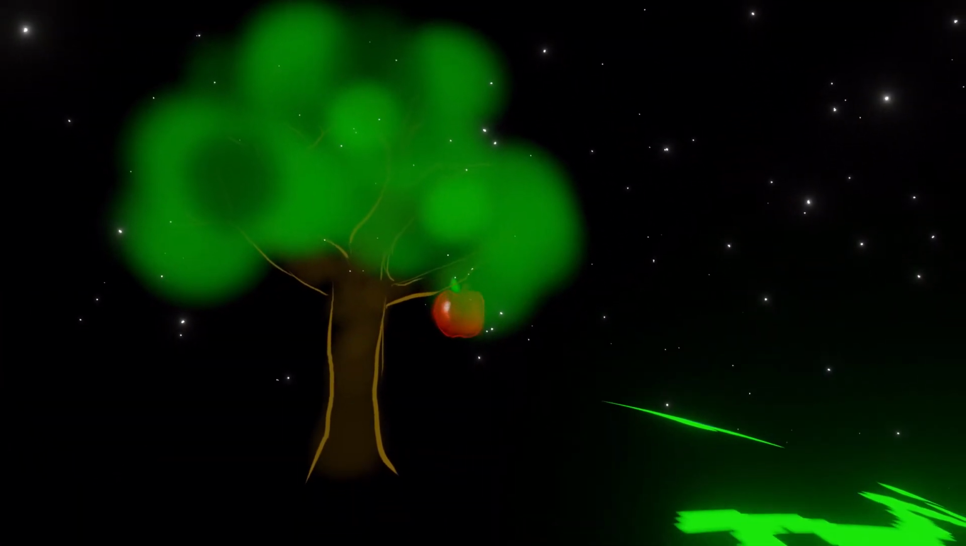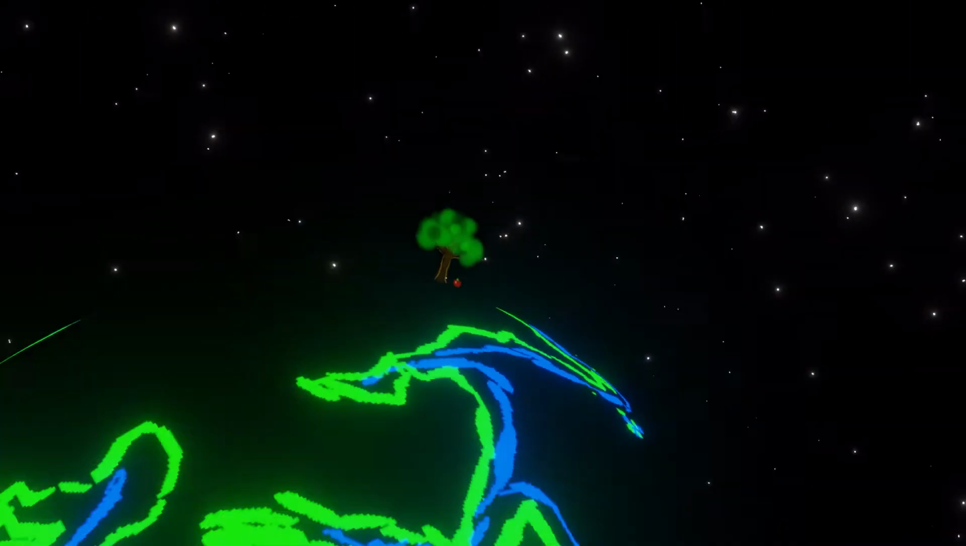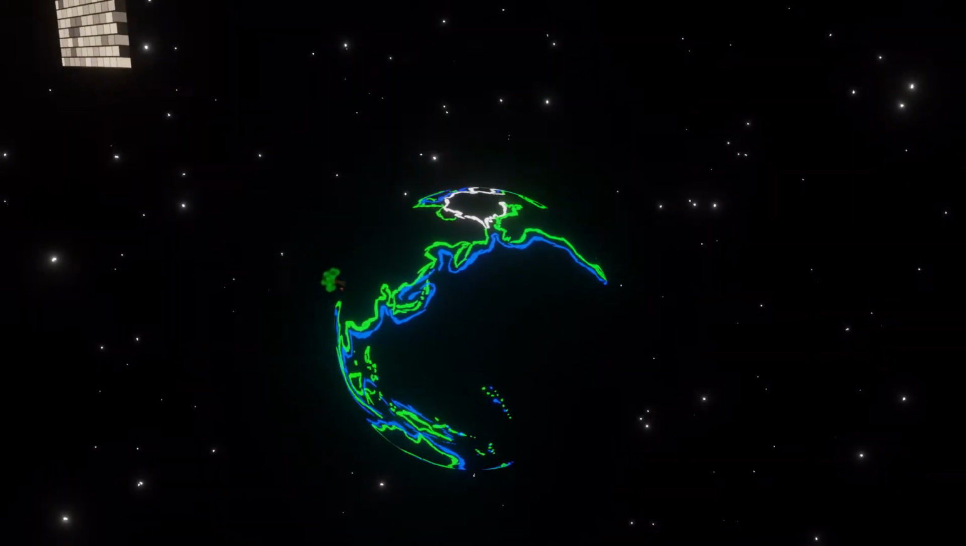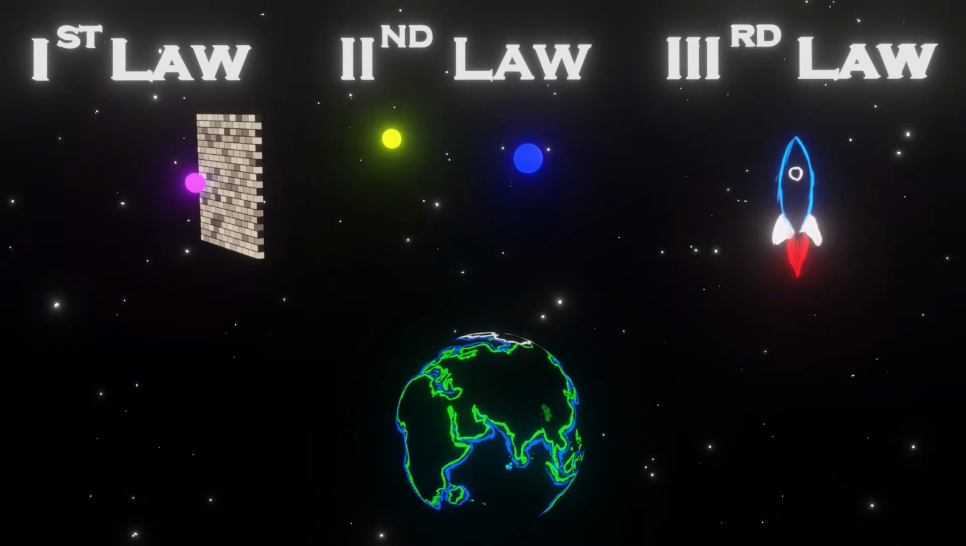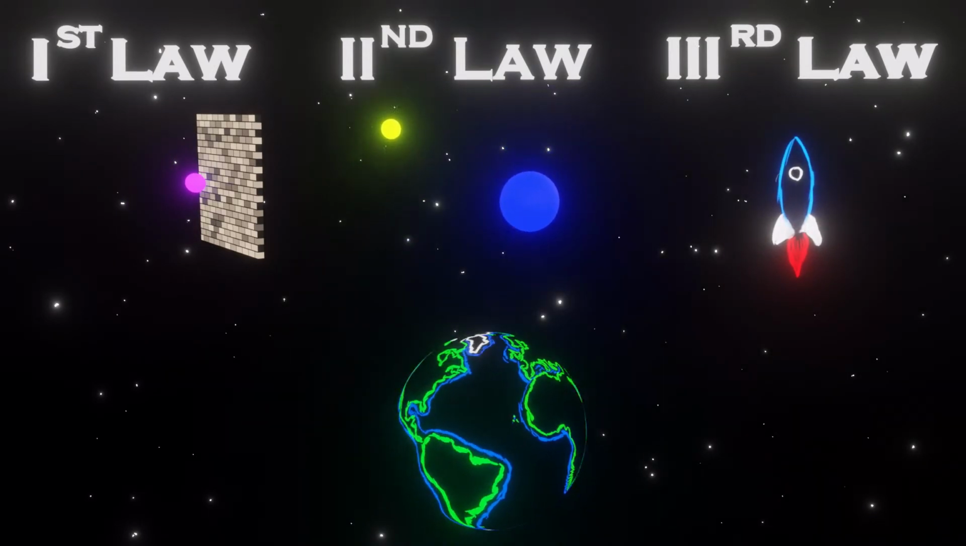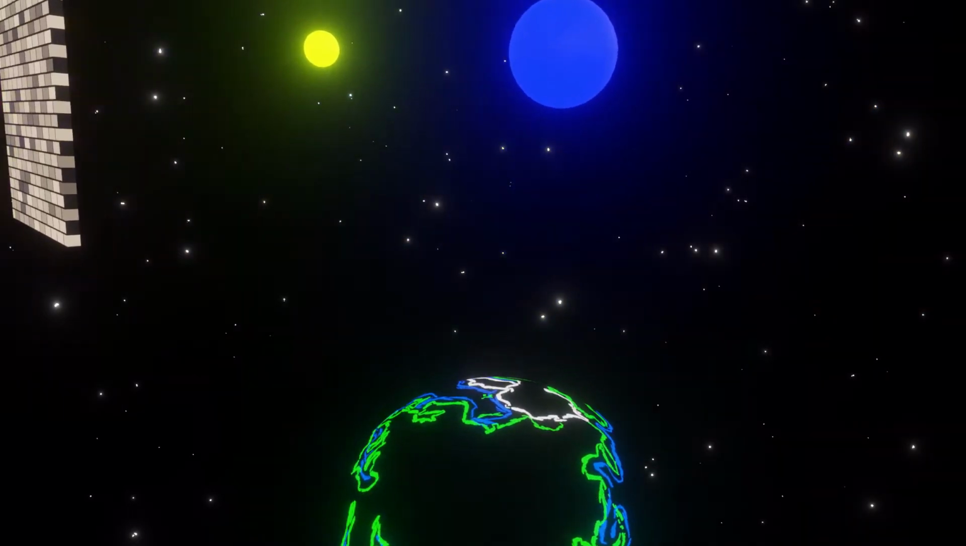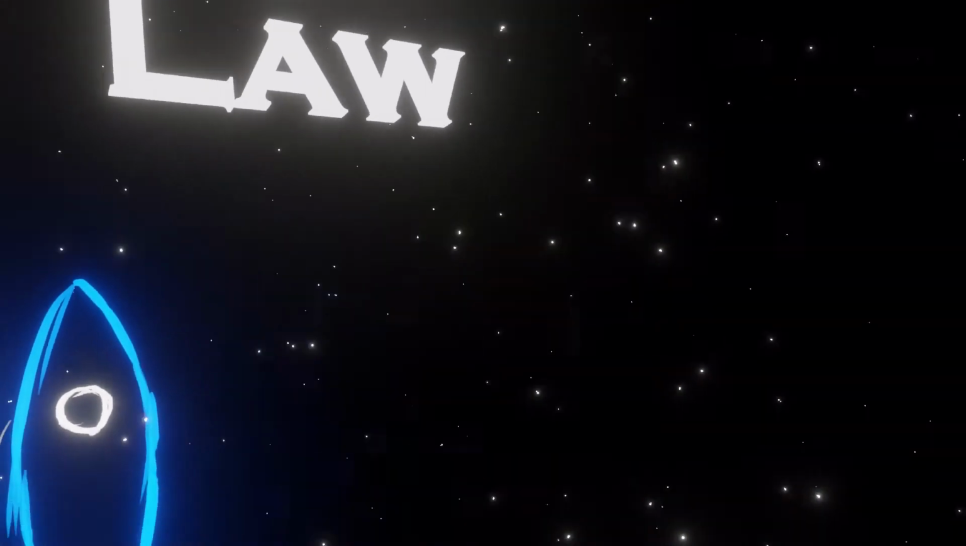An apple once detached off of a tree, and the earth fell towards it. We all know Newton's laws of motion and his universal law of gravity, but do we really know their implications? Let's go through the laws of motion and see why almost everyone misunderstands the third law of motion.